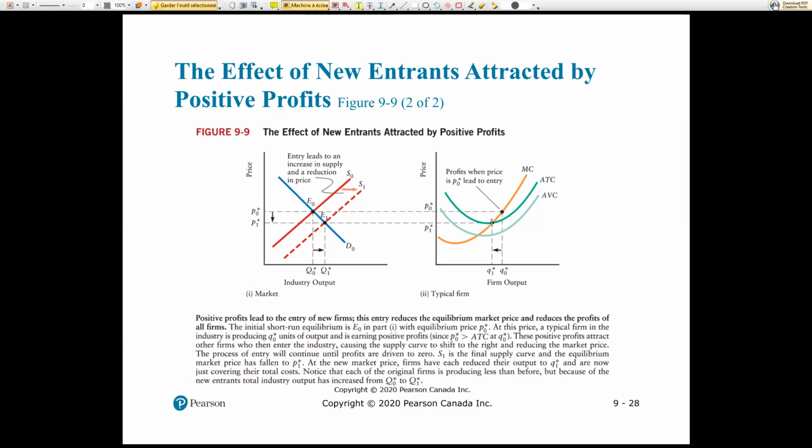And it's going to converge to the place where average total cost equals marginal cost equals market price. So this situation, where marginal cost equals average total cost equals price, is the long run, the place where the industry is going.